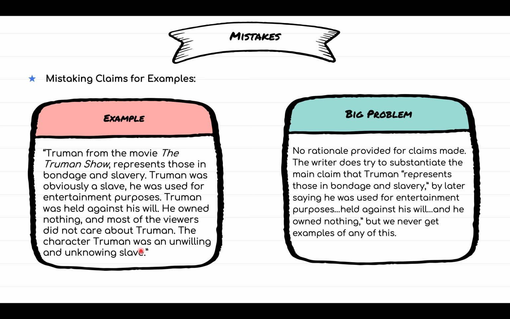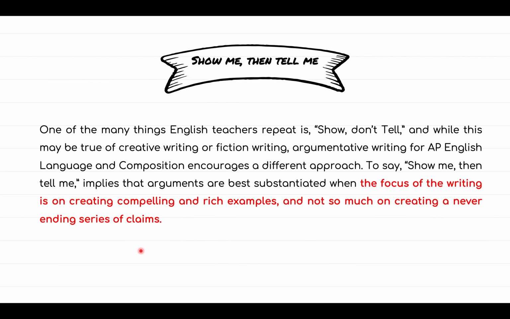Okay, I mean, I don't disagree with you, but you don't really show me, right? You're making claims about examples instead of demonstrating the example, right? So show me, then tell me, right? You know the old adage, show, don't tell, show, don't tell. No, no, show me and tell me. I want both. I want you to show me. I want you to explain what I saw. That's the combination. You have to focus the writing on creating compelling and rich examples that then are explained so that I can get to the same conclusion that you arrived at.